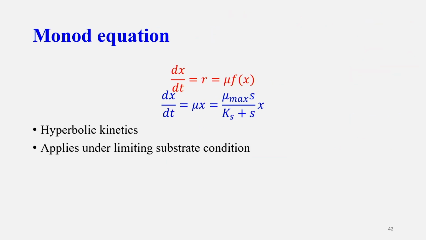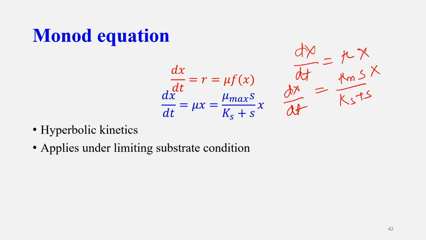Now, the third equation here is the Monod equation. It again says dx upon dt equals mu x, and mu we are taking as mu max s upon Ks plus s. So, it becomes dx upon dt equals mu max s upon Ks plus s into x. So, this we have already discussed. This is a hyperbolic kinetics, and it applies under limiting substrate condition S.